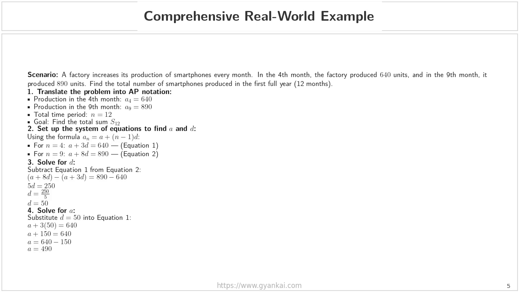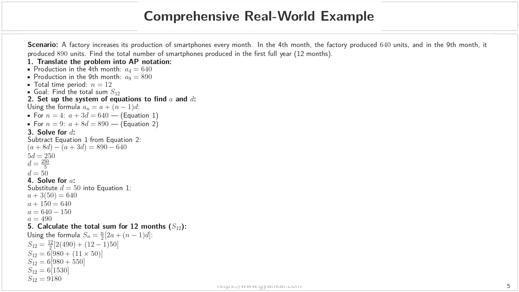Step 4, solving for a. Now that we know d is 50, we can substitute this back into our first equation to find the starting value. We have a plus 3 times 50 equals 640. Since 3 times 50 is 150, the equation becomes a plus 150 equals 640. Subtracting 150 from both sides, we find that a equals 490. So, the factory started with 490 units in the first month.